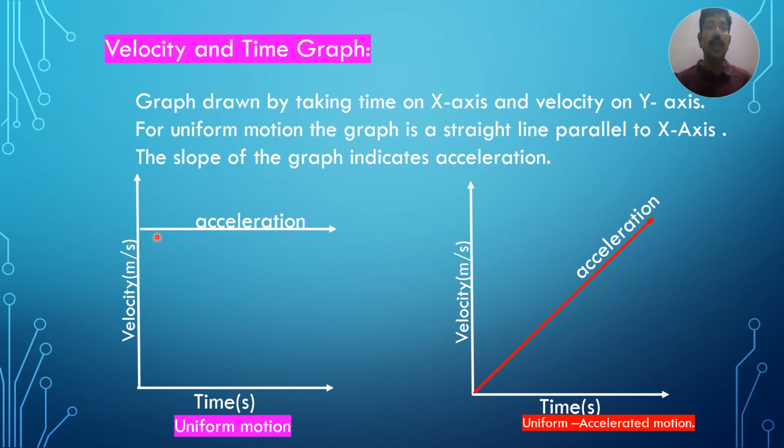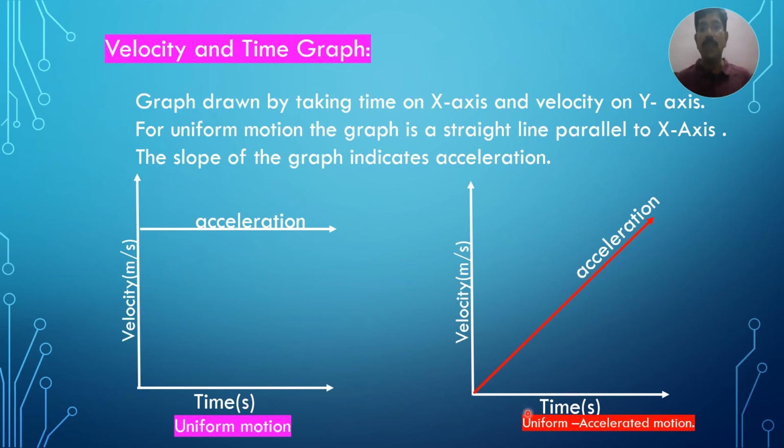Okay, now you got a graph. See, this line is parallel to the x-axis. The slope of this graph indicates the acceleration. Observe this one. See, this is the time. As the time goes on increasing, the velocity remains constant. So this is the graph of uniform motion, by taking time on the x-axis and velocity on the y-axis.